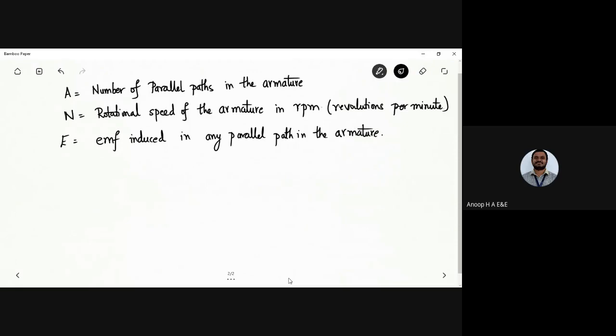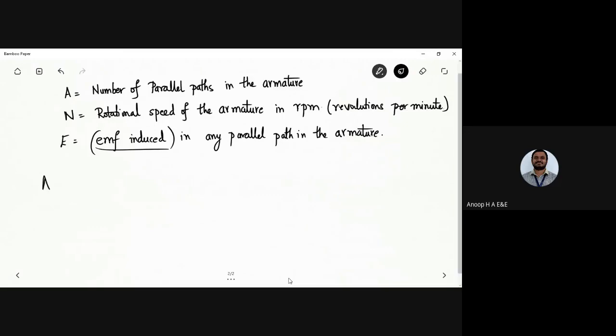Any parallel path in the armature, we can write it as EMF induced. So we are going to have this EMF which is generated. I can call this EMF induced in any parallel path. So the generated EMF in the parallel paths has to be found out.